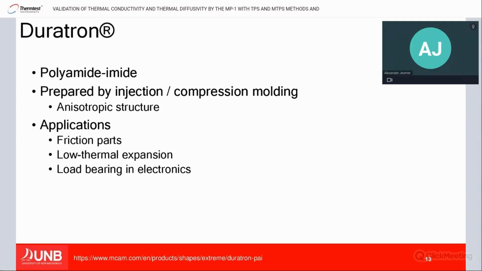we're going to look at some polymer materials that have anisotropic thermal values in different directions and compare those, and then look towards doing different types of experimental materials. So the material that we chose to use for this is called Duratron, which is a polyamide imide polymer material from Mitsubishi. And this material has a really high glass transition temperature for a polymer material of around 260 degrees Celsius. And it's prepared by either injection or compression molding by certified molding providers that are certified by Mitsubishi.